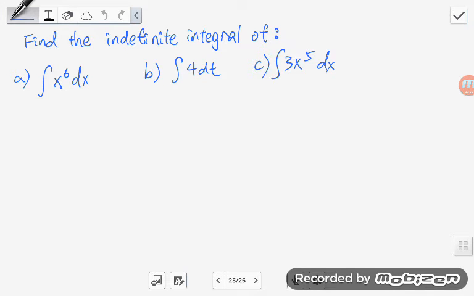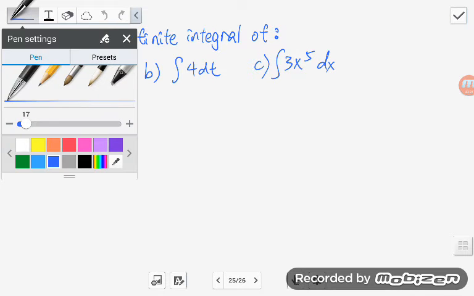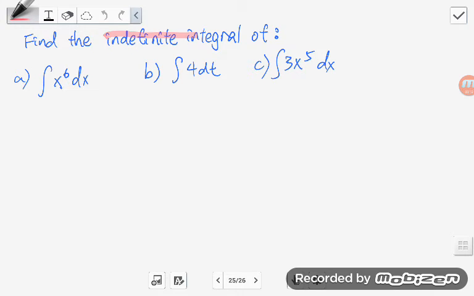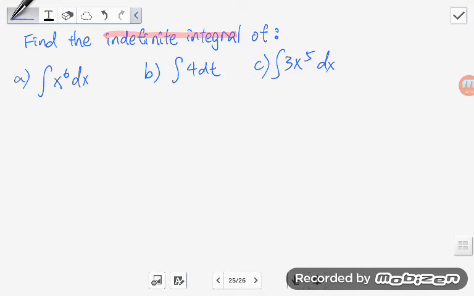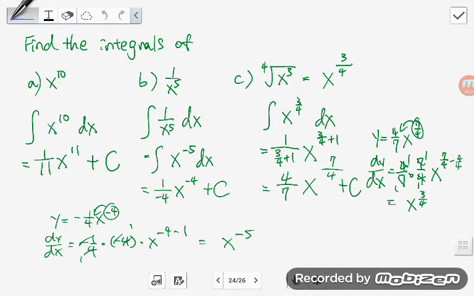Hi, in this video I'm going to show you guys 5 examples of finding the indefinite integral. Okay, so first of all, what's an indefinite integral? In the previous video, we learned how to find integrals, and we learned that we will always have a plus c. Right? We will always have a plus c at the back.